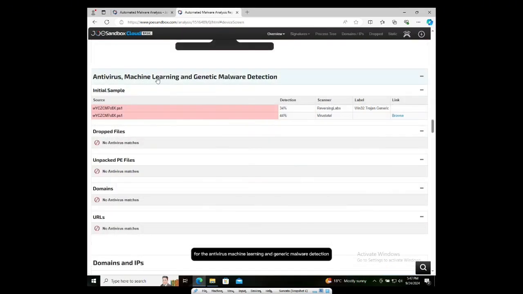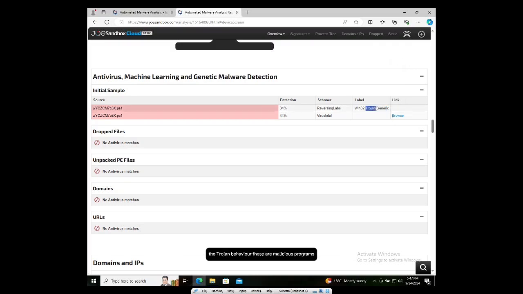For the antivirus, machine learning, and generic malware detection, Reversing Labs has labeled this sample as a Win32 Trojan generic. To break this label down, the generic classification suggests that the detection does not correspond to a specific known variant of a Trojan, but rather to a broader category.